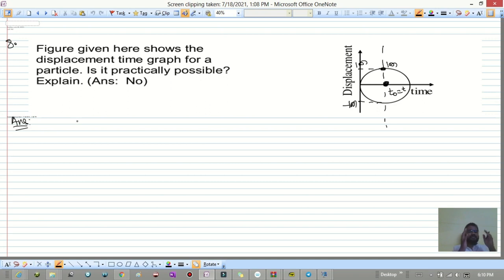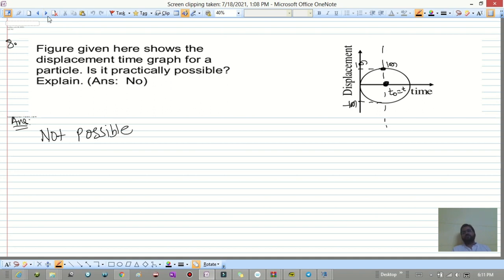This is nothing but the particle existing at the same time at two locations. That means at school and at home at the same time. This is not at all possible, isn't it? If you are at school, you are not present at home, and if you are at home, you are not present in school. So this is how you have to think. So yes, it is not at all possible.